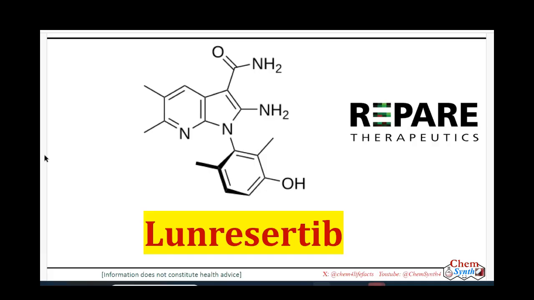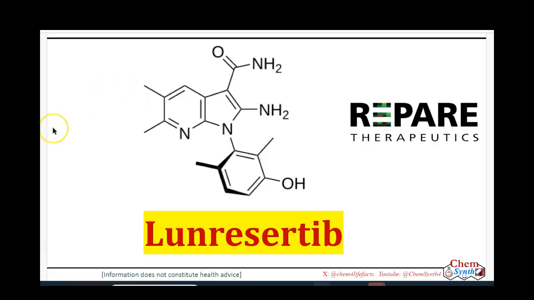Today I will be discussing a molecule, Lunresertib. Here is the chemical structure for the molecule. This is an investigational drug which was developed by Repare Therapeutics for the treatment of cancer.